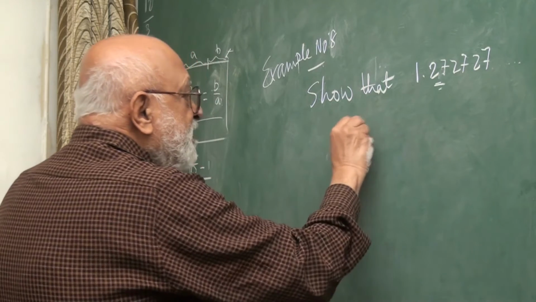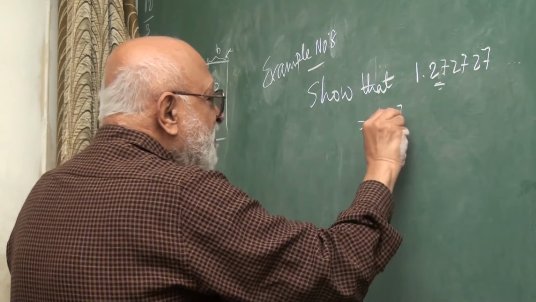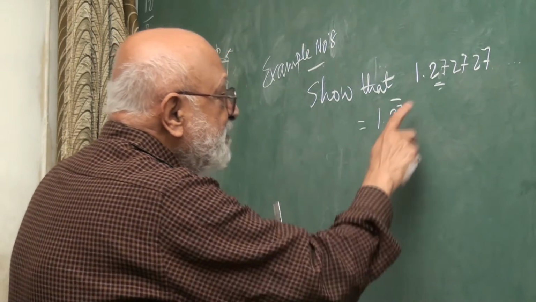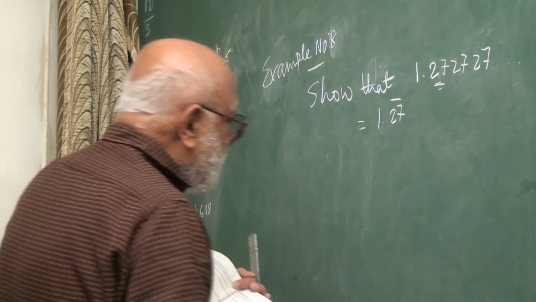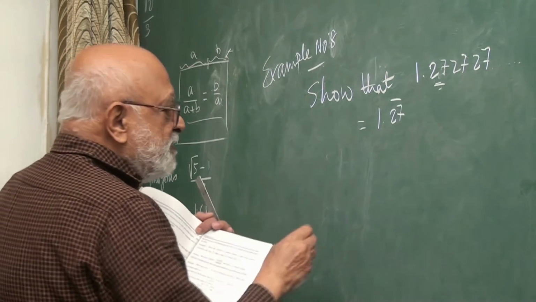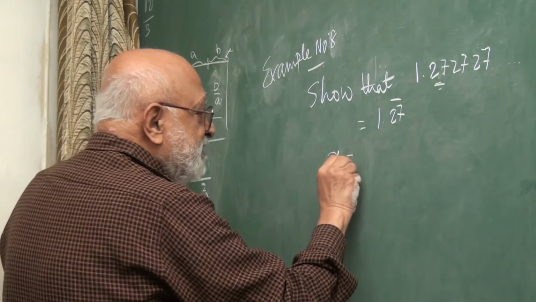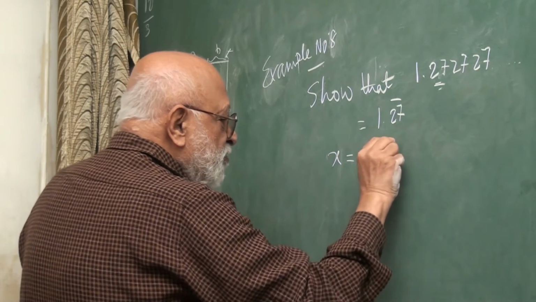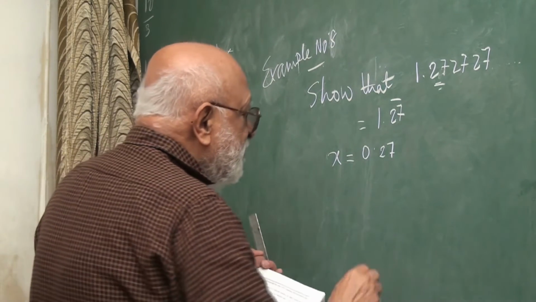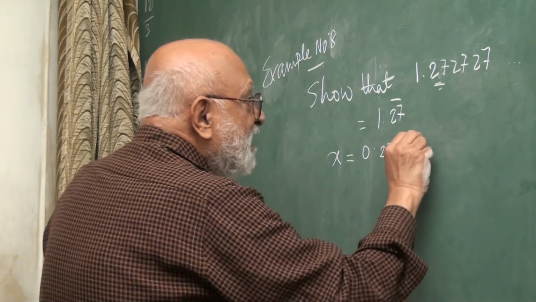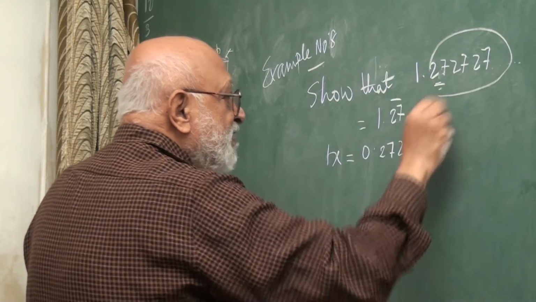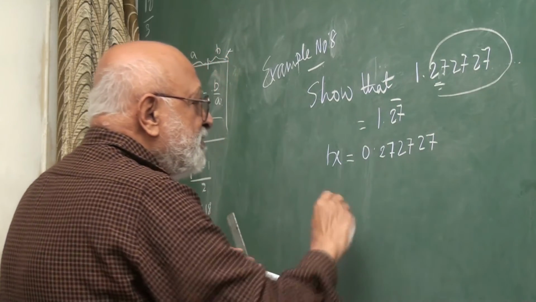So how do I write it? This is 1.27 with a bar. Last time only 1 was repeating, this time 27 is repeating. So what do I do? Again follow the same procedure. First of all, you put x equal to 0.27, and you can put 27 and 27. Let us write whatever has been given. I can go further, but let's do it this way.